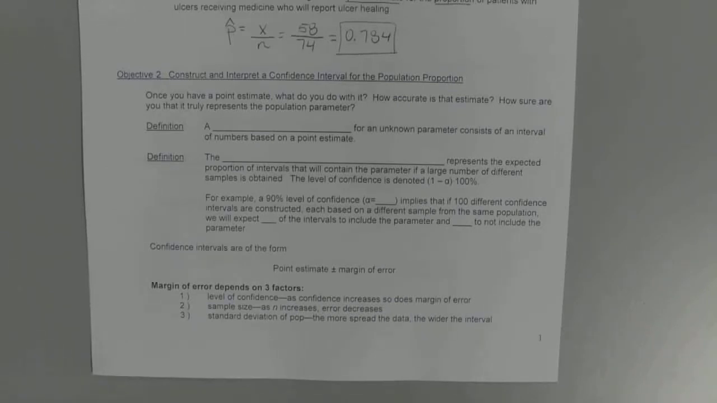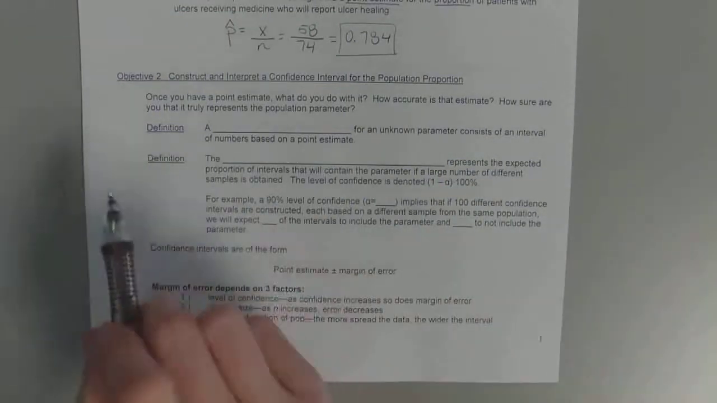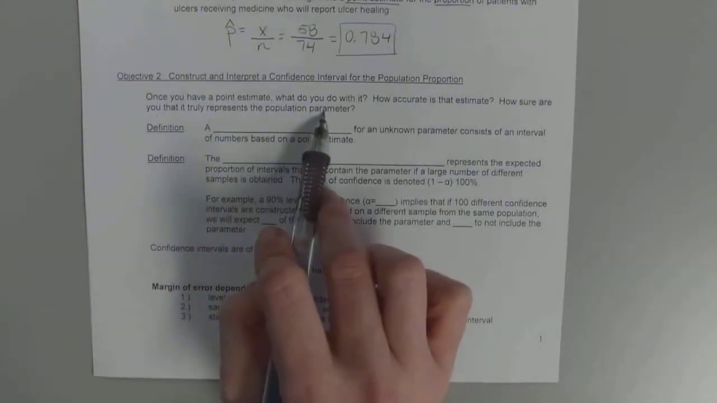It's going to be an interval now with a lower and upper bound instead of one single point, all right? So we're going to give ourselves a little bit of wiggle room. It says, once you have a point estimate, what do you do with it? How accurate is that estimate?